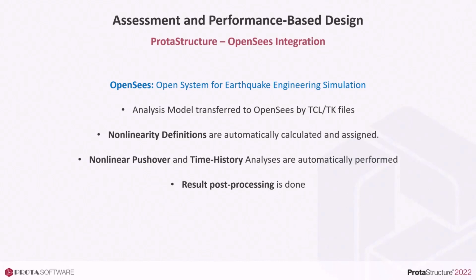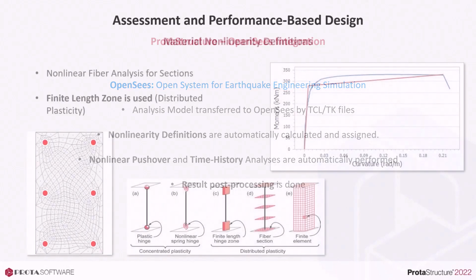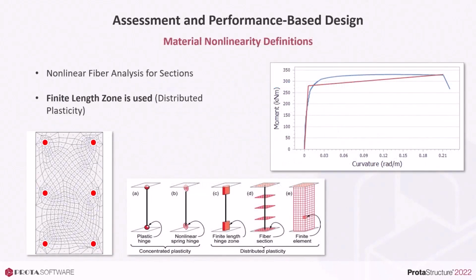ProtaStructure analytical model is communicated to OpenSees via TCL files. In addition to the detailed analytical model, nonlinear material properties are also automatically calculated and added on top of this model. The entire structure is then ready for performance analysis. For a successful OpenSees integration, a considerable amount of pre-processing and post-processing is necessary. All the material nonlinearities have to be generated and sent to OpenSees.